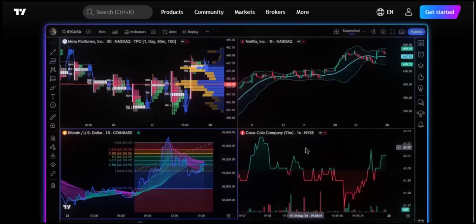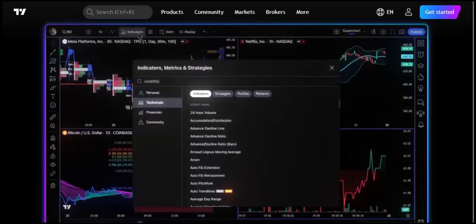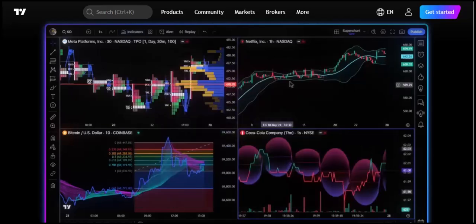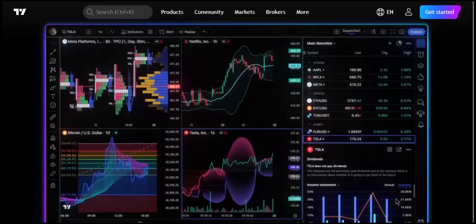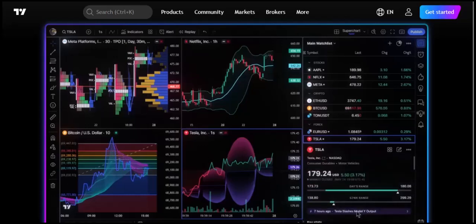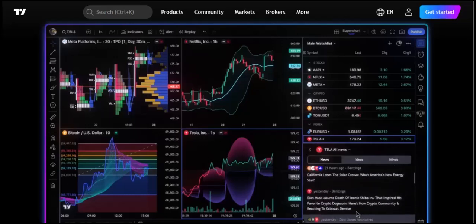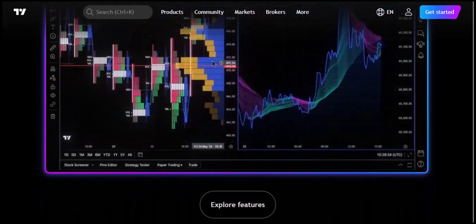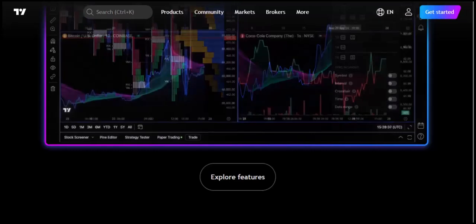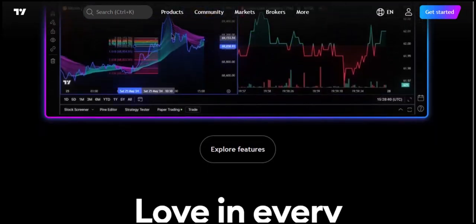Head to the indicators button at the top. Don't get overwhelmed. Start with 2 or 3 powerful ones. A moving average can help you identify a trend. A simple 50-period exponential moving average, or EMA, is a great start. When the price is consistently above it, you're in an uptrend, below it, a downtrend.